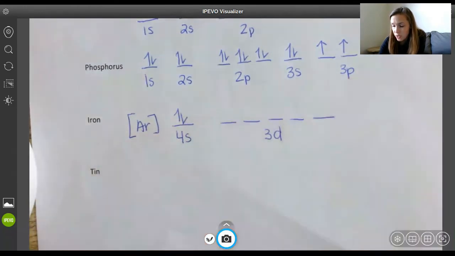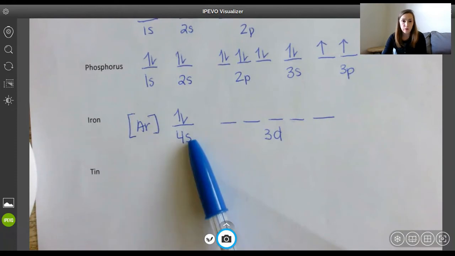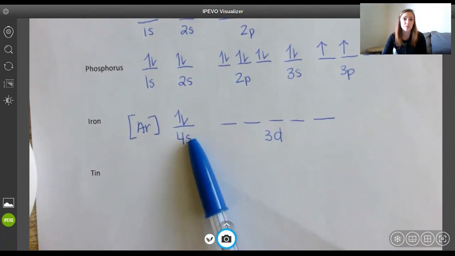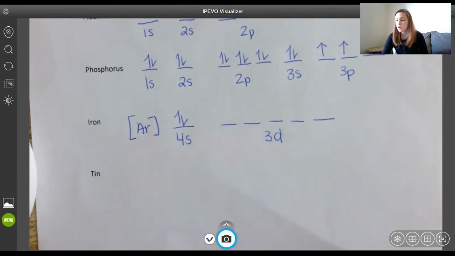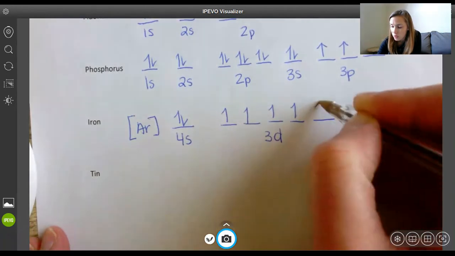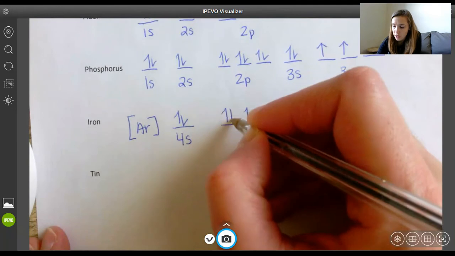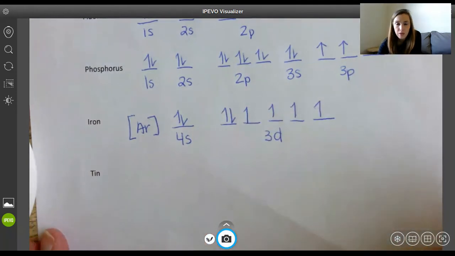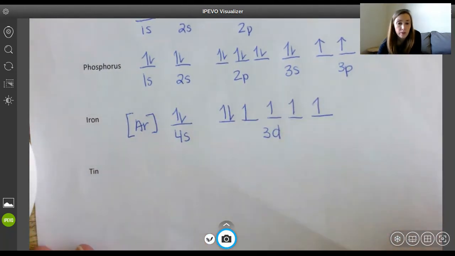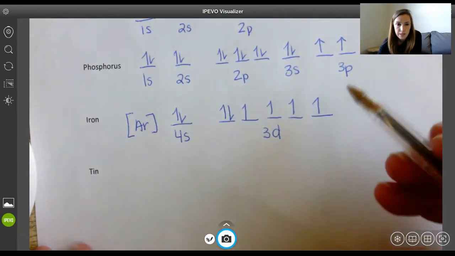So I know 2 electrons are going to be in 4s. So argon is 18 electrons. 4s gives me 2 more for 20. And iron then has 26 electrons. So I have 6 more electrons to go. So then that means that I'm going to start with my first 5 in my individual orbitals. Here's my first 5. And then my 6th electron in 3d is going to be spinning down and paired up in the first orbital. So that would be the correct orbital diagram for iron in this case.